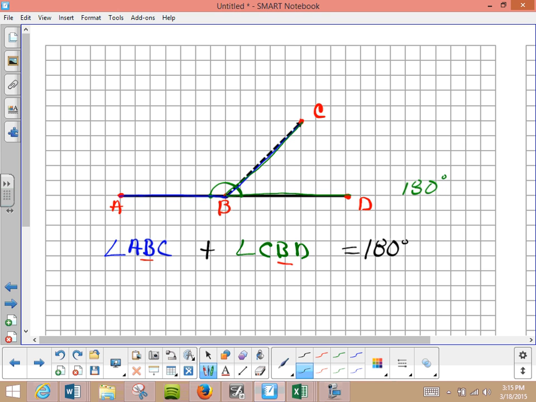But I don't have any measurements. How can I add them? How can you add if you don't have any numbers? What does the C do? It divides. That's what I wanted to hear, and good for pointing that out. A, B, C are on a straight line, right? Which creates, ABD, I'm sorry, which creates a 180-degree angle, right?